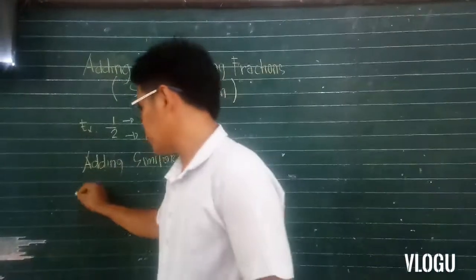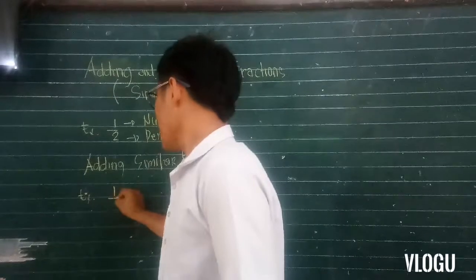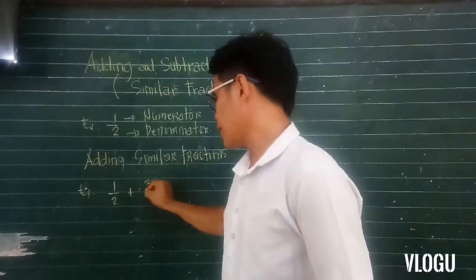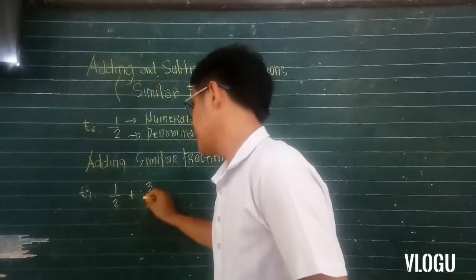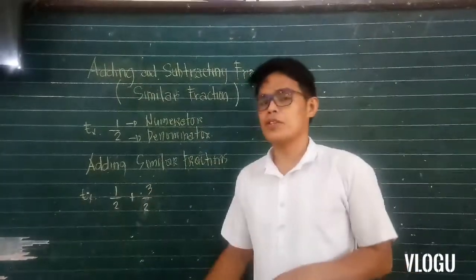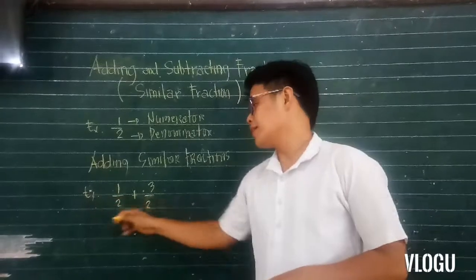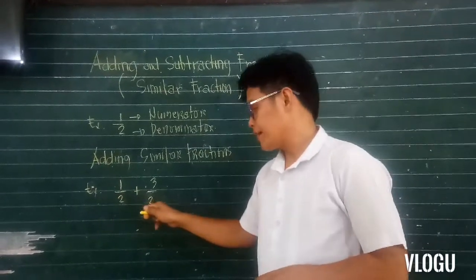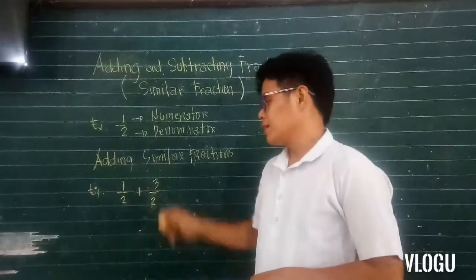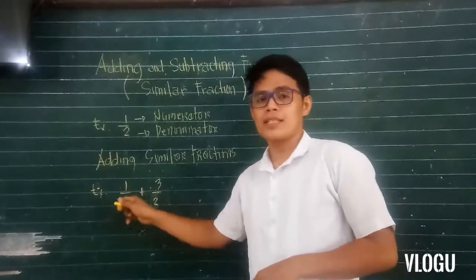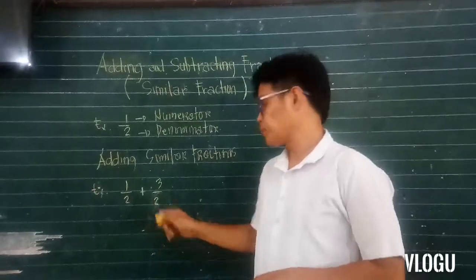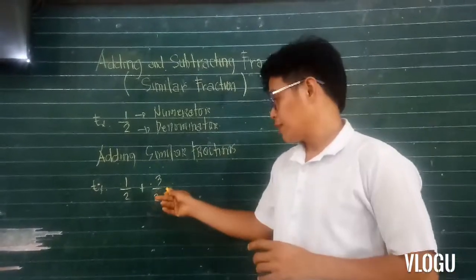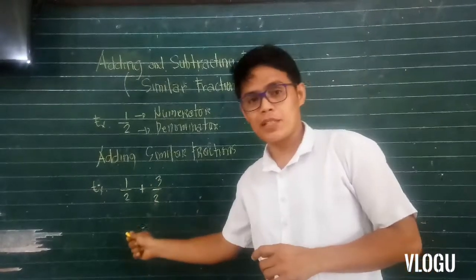Say, for example, this one: 1/2 plus 3/2. If you observe, focus on these two addends. Their denominators are the same. Therefore, we say that the two fractions are similar fractions. Now, let's proceed to how we're going to add the two fractions having the same denominator.